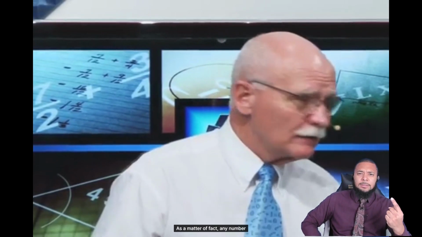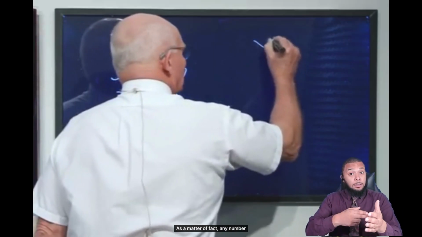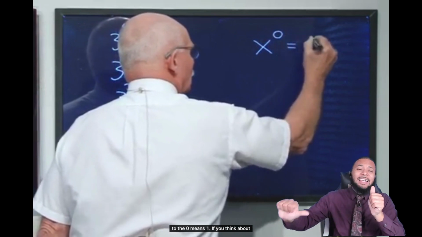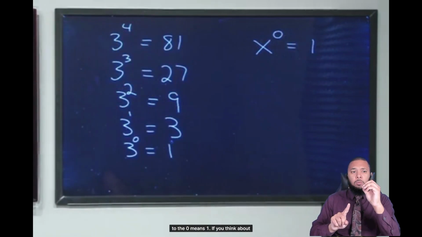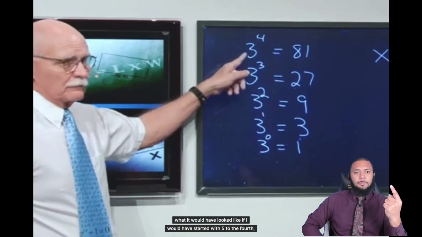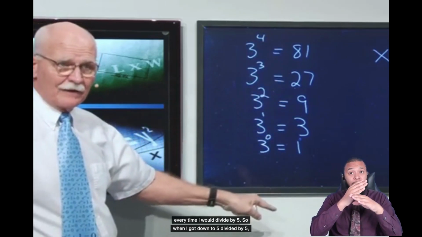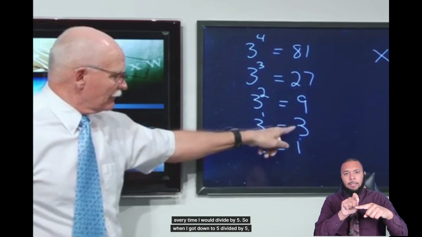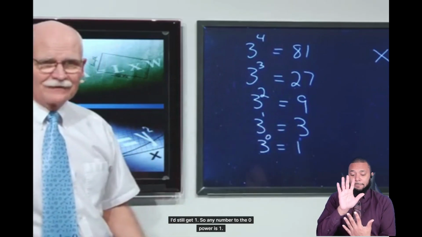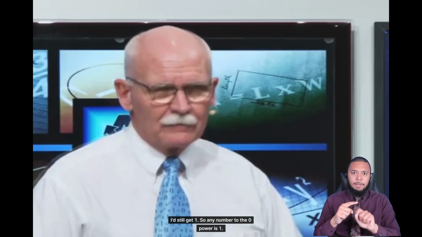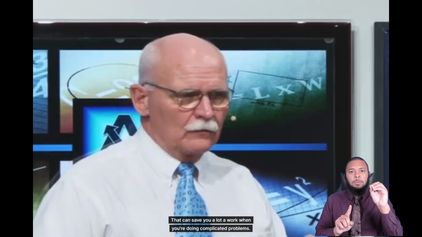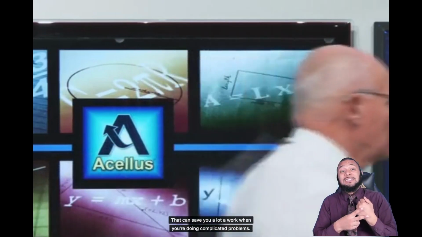Okay? As a matter of fact, any number to the 0 means 1. If you think about it, what would it look like if I would have started with 5 to the 4th? Every time I would divide by 5. So when I got down to 5 divided by 5, I'd still get 1. So any number to the 0 power is 1. That can save you a lot of work when you're doing complicated problems.